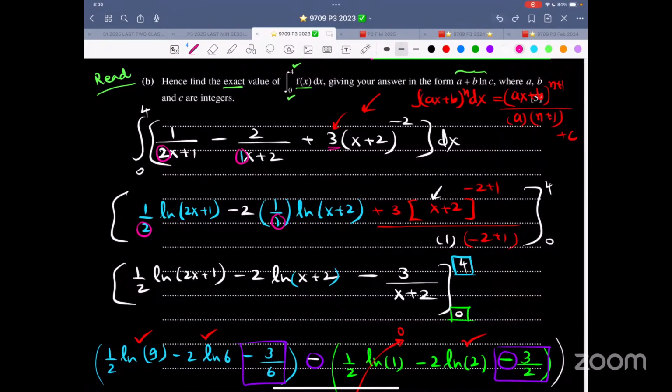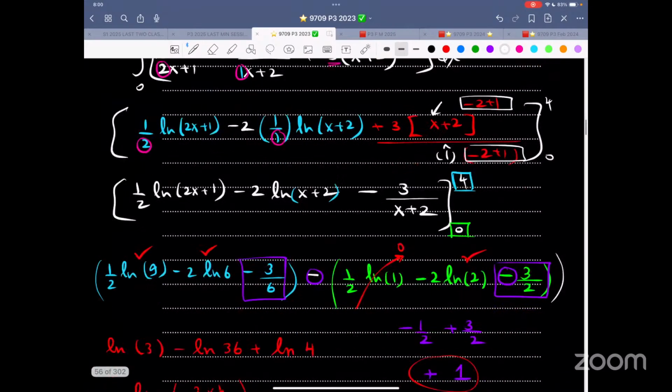Let me change the color. Negative 2 plus 1 divided by negative 2 plus 1. The derivative of x is 1. And then you simplify. So first simplify, then plug in. Keep that in mind also.